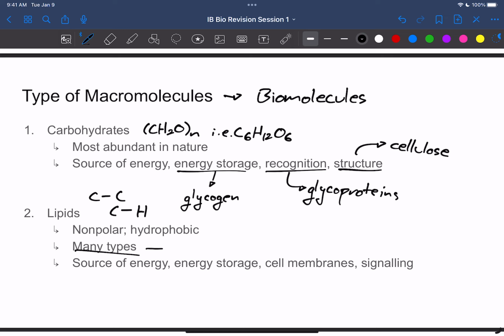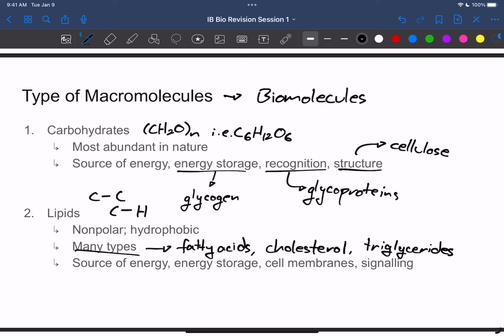There can be something like fatty acids, cholesterol, so sterols in general, and also something like triglycerides. These are all different kinds of lipids.